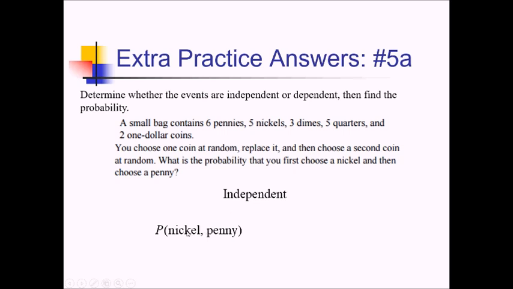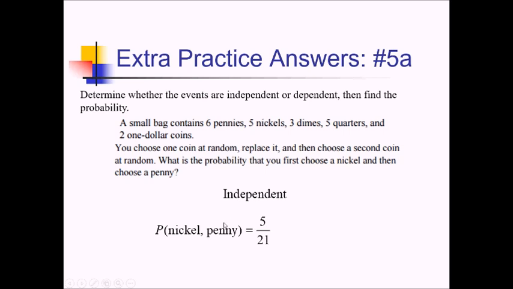For a nickel, before we can figure out the probability of picking a nickel, we need to figure out the total possible outcomes. Adding all these together, we have 6 plus 5, that's 11, plus 3 is 14, plus 5 is 19, plus 2 is 21. So we have 21 overall possibilities of coins that we could get. Out of those 21, 5 are nickels. So 5 out of 21 is our nickel probability.